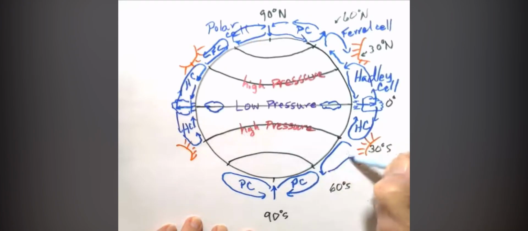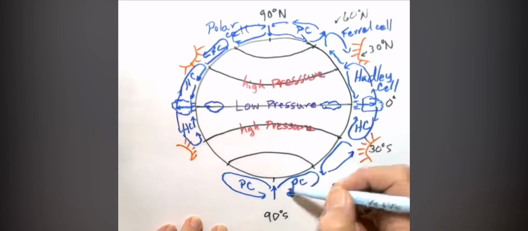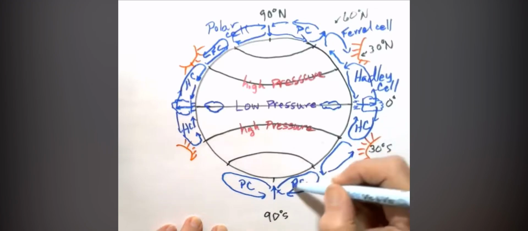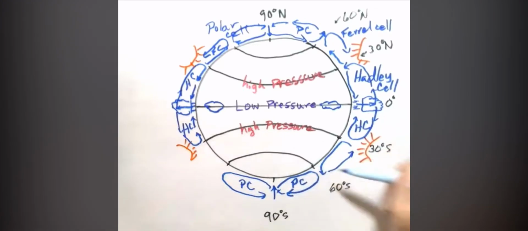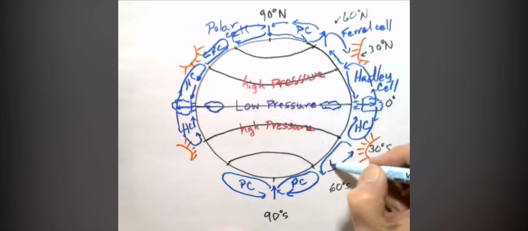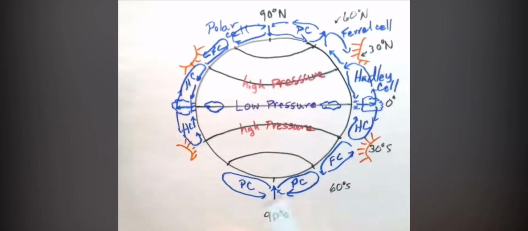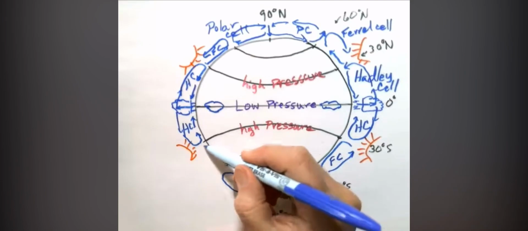So think about the air at the poles. The polar air is going to be very cold, and that air, when it comes and meets up with the air in the Ferrel cell, it's going to cause the Ferrel cell air, which is warmer, to rise over it.